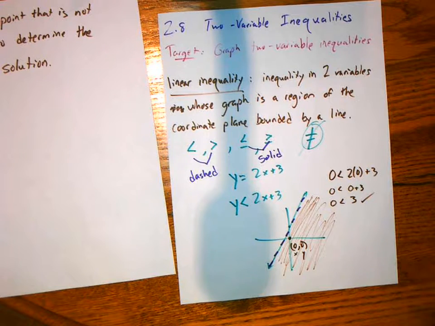Alright, so for the test point that you pick on the side, if you get it to be true, shade that side. If you get it to be false, shade the other side. That's what we're going to be doing in the examples in class, and we'll go over them together. Alright.